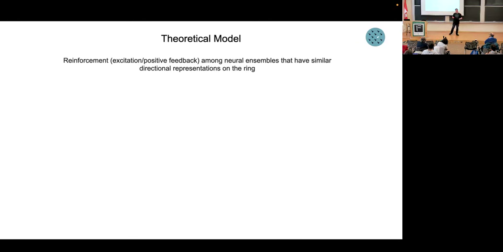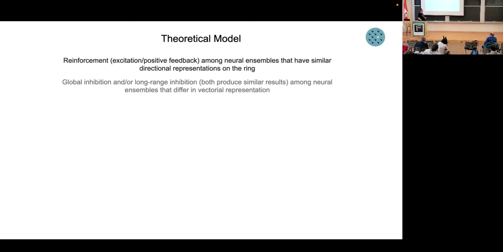But it's also been shown by Ben de Bivort at Harvard, for example, where he threw in lots of details that none of those details really mattered. As long as they're within a class of ring attractor models, you're going to get the results that I'll show you today. So there's excitation or positive feedback among neural ensembles that have similar directional preferences on the ring.